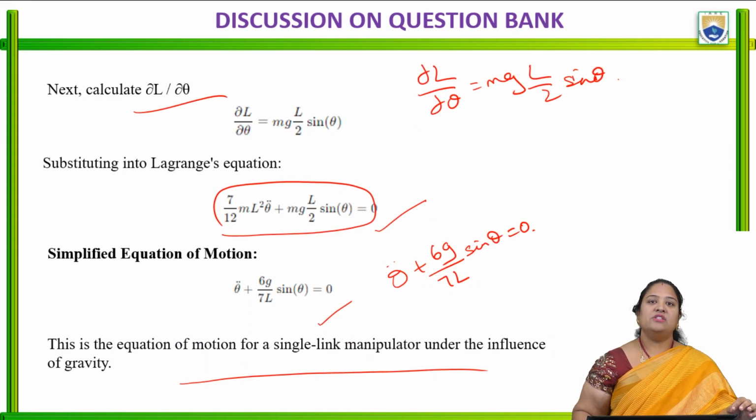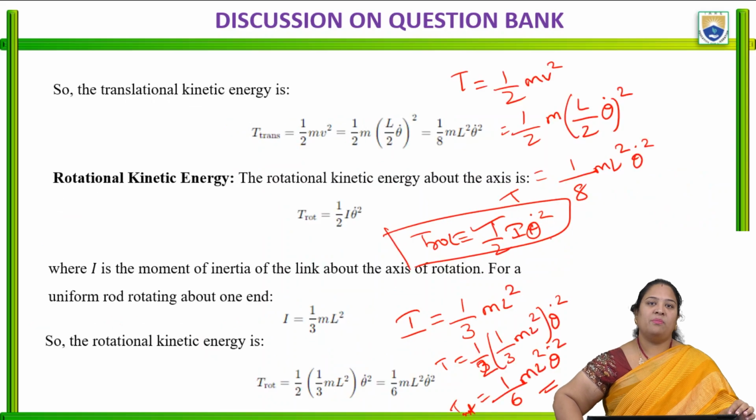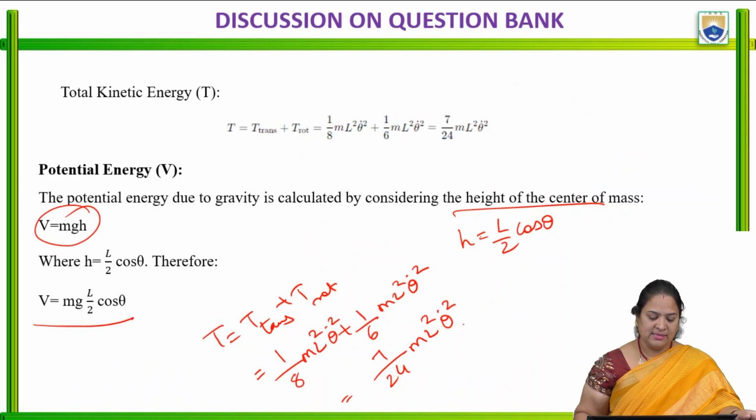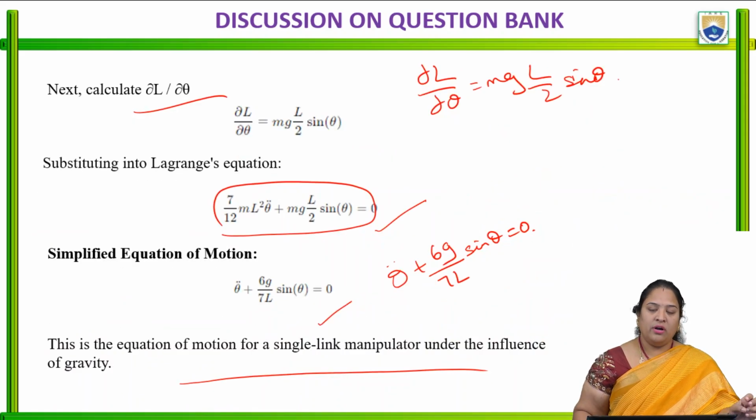In today's class, we have discussed the single link manipulator using the Lagrangian method, where we calculated the kinetic energy first, and then the potential energy. Then, with the Lagrangian equal to kinetic energy minus potential energy, and the differentiation of that equation, we got the final equation of motion for a single link manipulator as θ̈ plus 6g/7L sin θ is equal to 0.